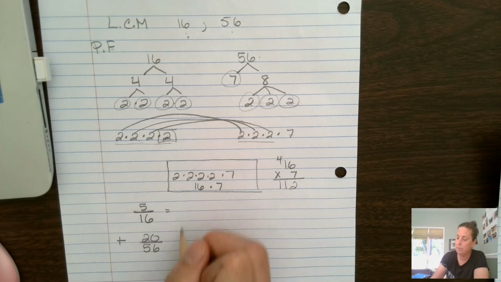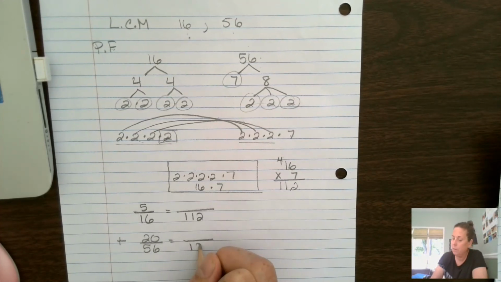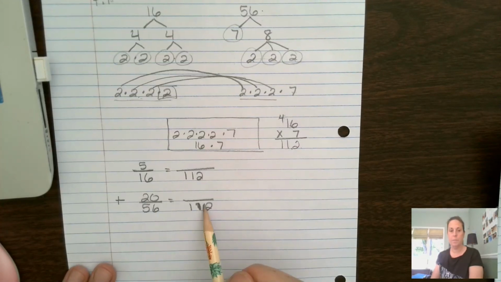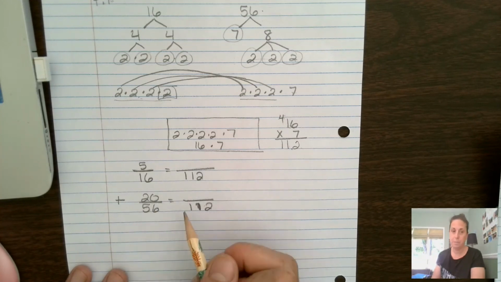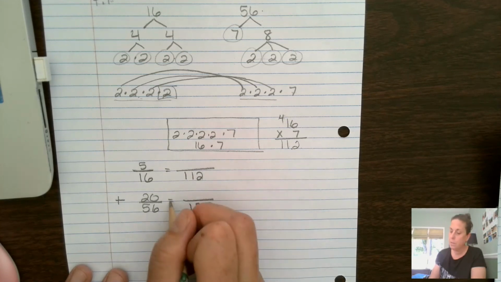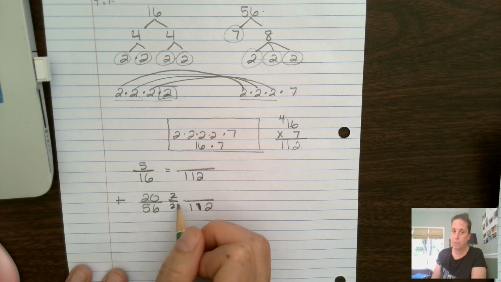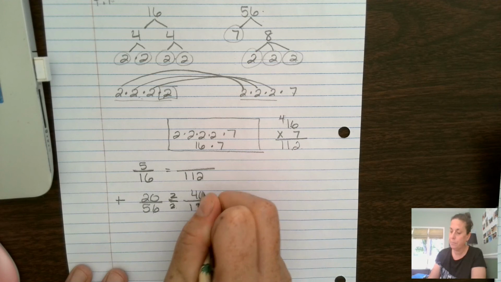Let's check. Switch them both over to 112. So does 56 go into 112? Yes, it does. 2 times, because 56 times 2, well, 50 times 2 is 100, 6 times 2 is 12, so it's 112. So they both go in. I'm going to put them in by 2. So 56 times 2 is 112, so 20 times 2 is 40.